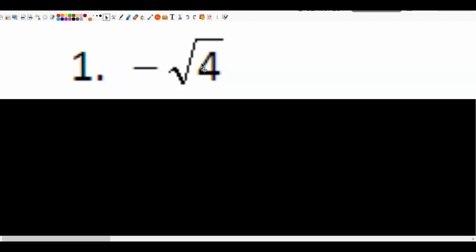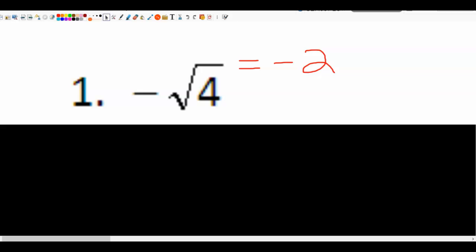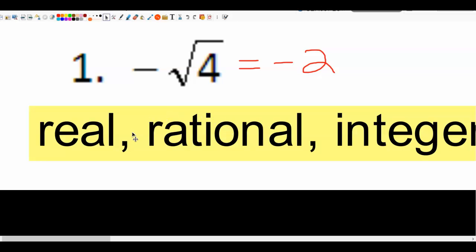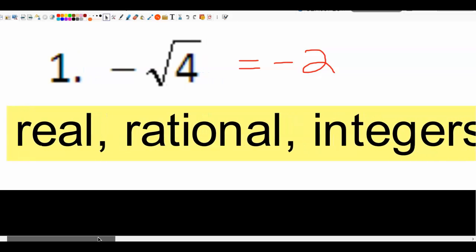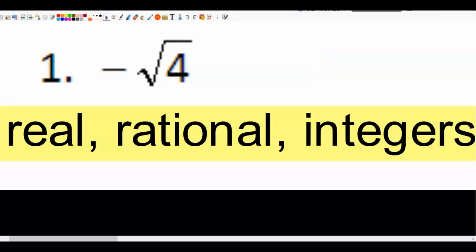So what that means is that when you classify this, you really have to think of the number as being negative 2. And negative 2 is thus classified as an integer, a rational, and a real. Because remember, it goes up the Venn diagram. So if negative 2 is an integer, it's also a rational, and it's also a real. Correct. It's all 3.